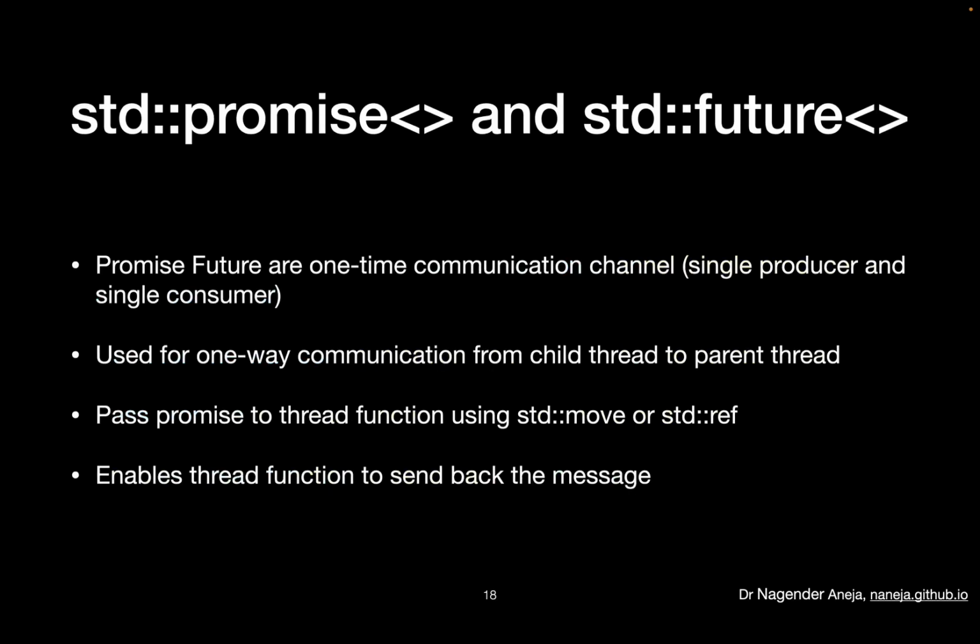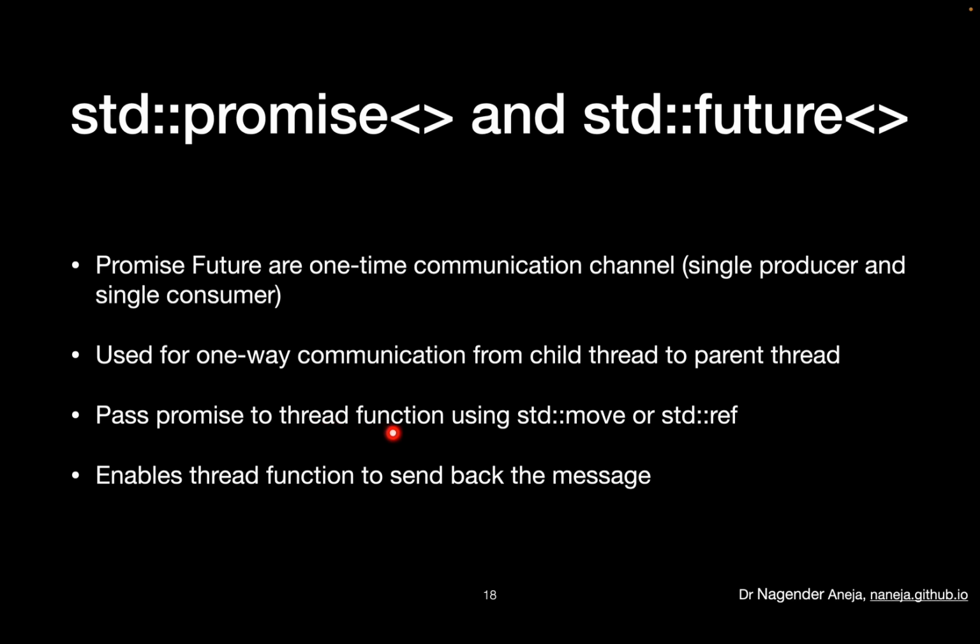Okay, so the difference between promise and future is that promise is to set the value and future is to get the value. Promise and future are a one-time communication channel, like a single producer and single consumer. We have one thread that sets the value, and the main thread is the consumer. If we have a second thread, which is the second producer, then we need another promise and another future. So it's used for one-way communication, only from the thread to the main, not from main to the thread. It's a one-way communication channel from the child thread to the parent thread.